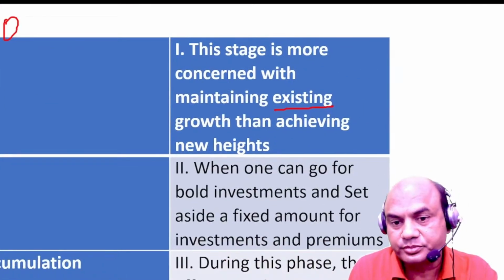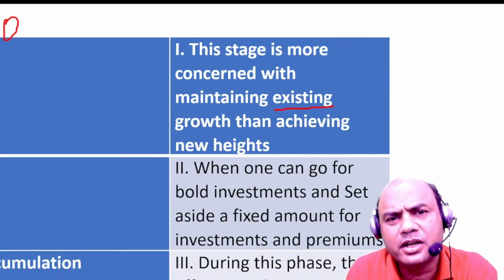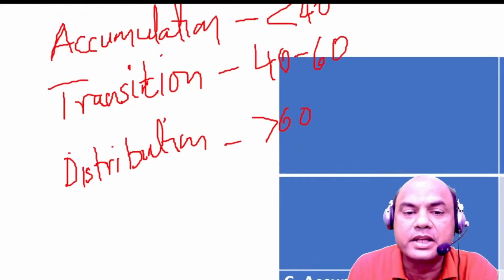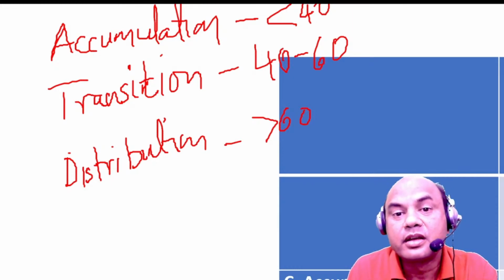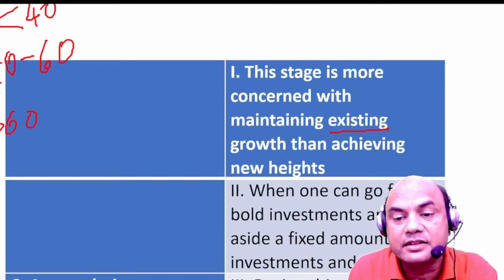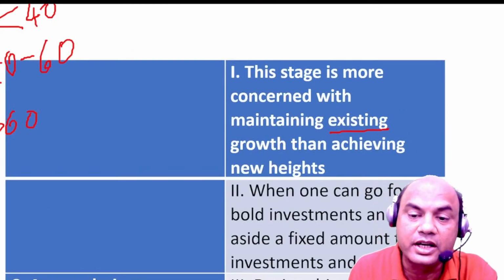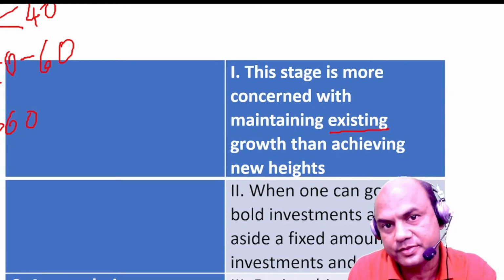Existing growth. Existing means I have already made a growth. So this will be what? Accumulation or transition, only these two. It will be transition. This is the transition phase. Okay, this is the second phase.